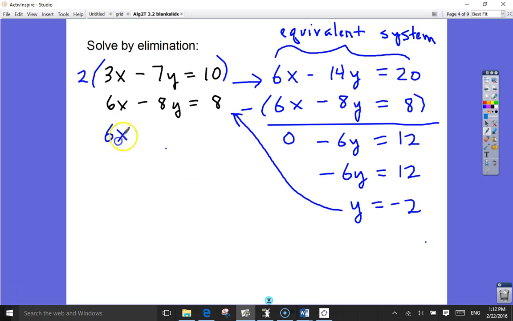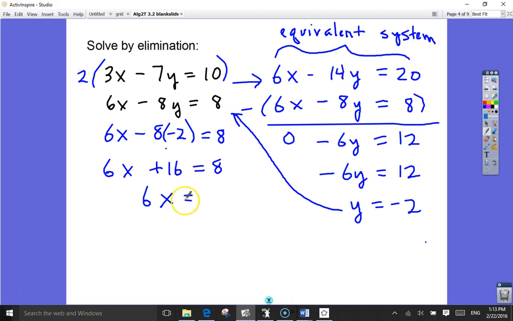I'll say 6x minus 8 times negative 2 equals 8. 6x plus 16 equals 8. 6x equals negative 8. X equals negative 8 over 6, which is negative 4/3.